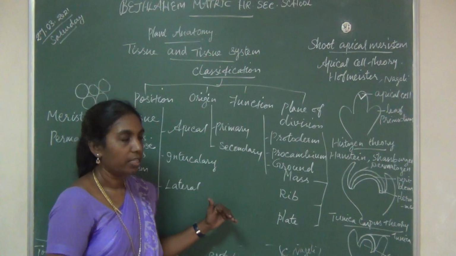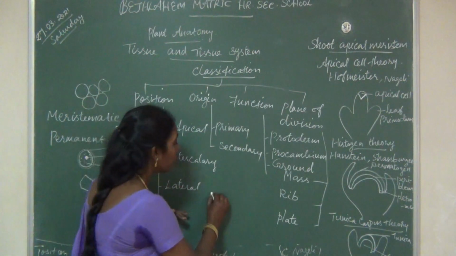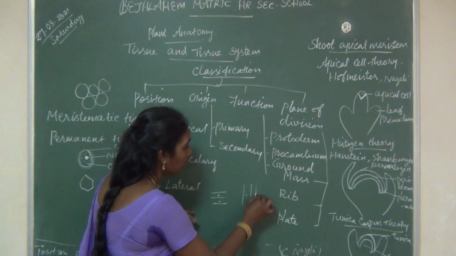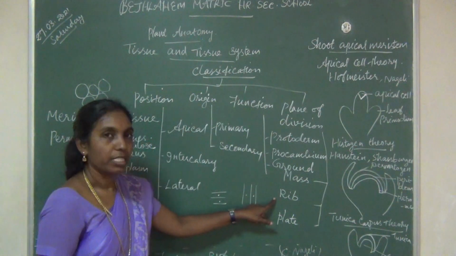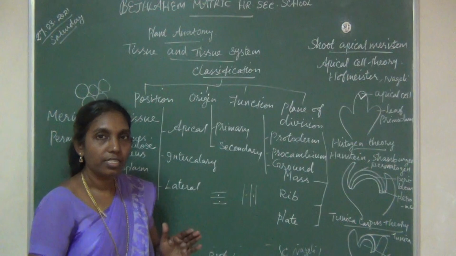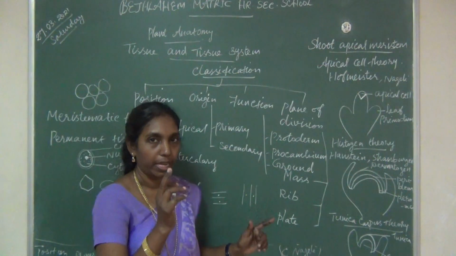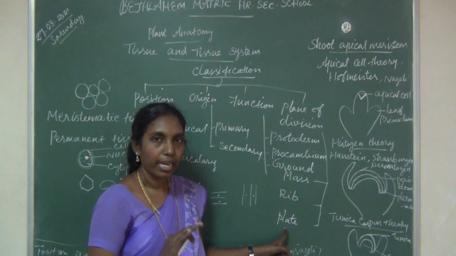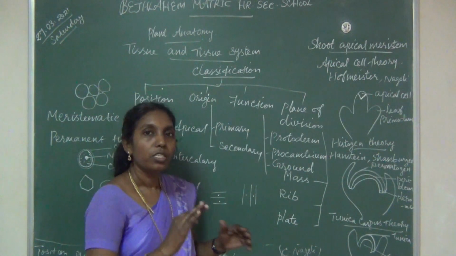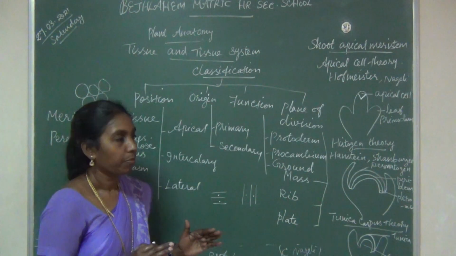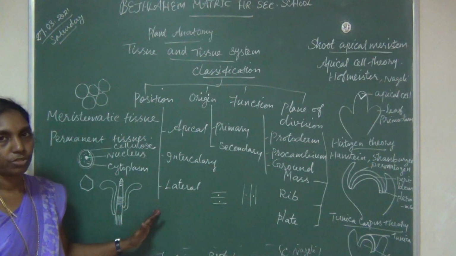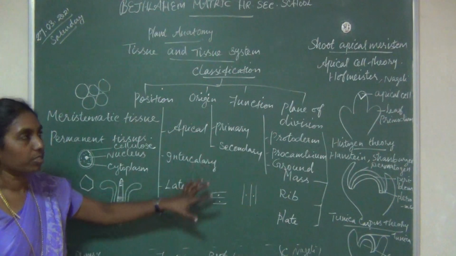Periclinal divides like this. Anticlinal divides in this manner. The rib meristem divides anticlinally in one plane. But plate meristem divides anticlinally in two different planes. These are the types of meristematic tissues. This is one of the important 5-mark questions.